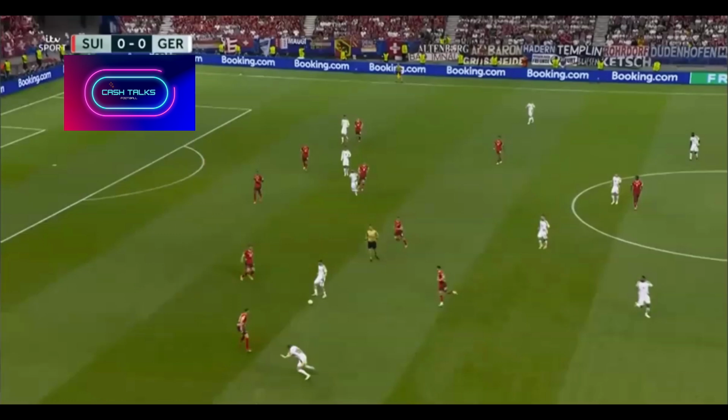And today we're doing Switzerland against Germany, doing a bit of a breakdown. The first thing I'm going to really talk about is this VAR decision. It's a goal, right? In my opinion, on my first look at it, I'm going to look at it again here in a second, but I think it's a goal, because they're saying it's a foul and not a handball, which is very interesting.